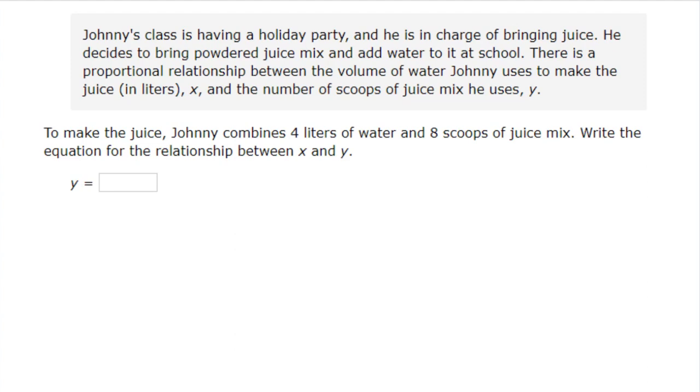There is a proportional relationship between the volume of water, so here we have the volume of water that Johnny uses to make the juice. We're going to call that X. And also the number of scoops of juice he uses in the mix, we're going to call that Y. And it's important to distinguish between the two, and I'll show you why in just a second. To make the juice, Johnny combines 4 liters of water and 8 scoops of juice mix.